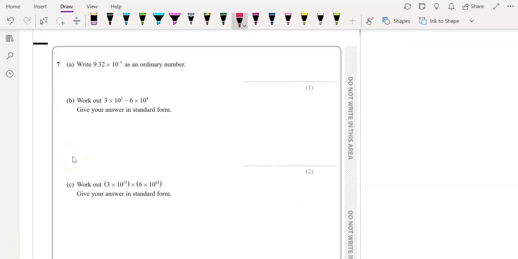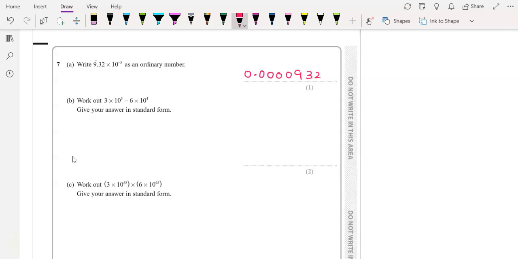Question 7. Write 9.32 times 10 to the power minus 5 as an ordinary number. Since the power is negative, the point will move 5 places to the left. So when you move it 5 places to the left, starting from 9, that is the first jump, 2, 3, 4, 5, and put a point, and you put a 0 before the point.